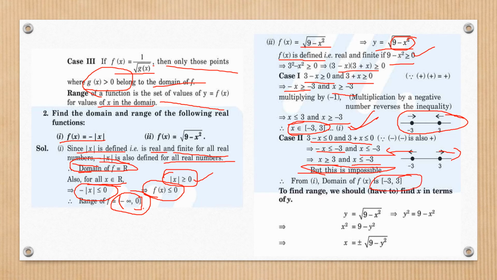Now how to find the range? Be careful in selecting how to find the range. For the range, I'll take y as this and convert y to x. For changing y to x, I'll square it first. Express x square as 9 minus y square, and x will be plus or minus root of 9 minus y square. Previously the question was y equal to root of 9 minus x square, so representing y in terms of x, in the form of x equal to a function of y, is the process to find the range.